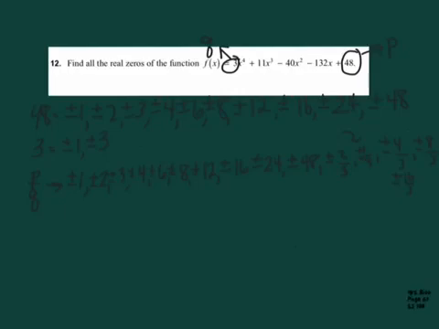Sometimes I'm a good guesser, sometimes I'm not. So I'm just going to randomly guess 4. I don't know why, and I'm going to choose positive 4. And what I'm going to do, I'm going to take positive 4, and I am going to do synthetic division. 3, 11, negative 40, negative 132, and 48. I don't know if it'll work or not. We'll see. And I'm going to see if I get 0 for a remainder.